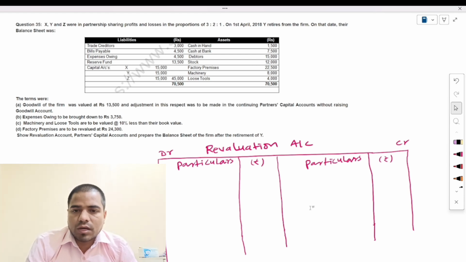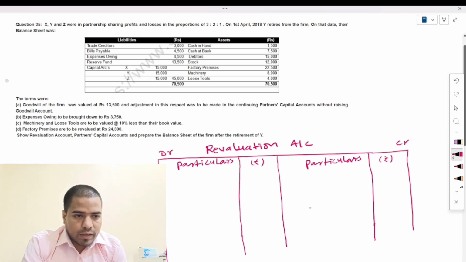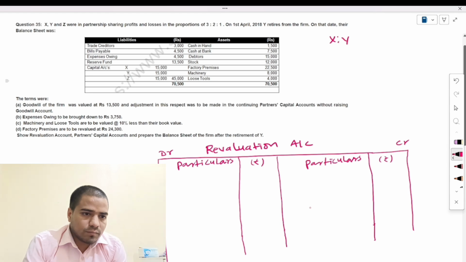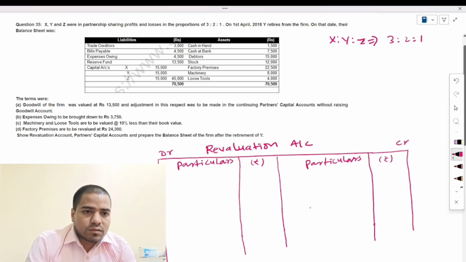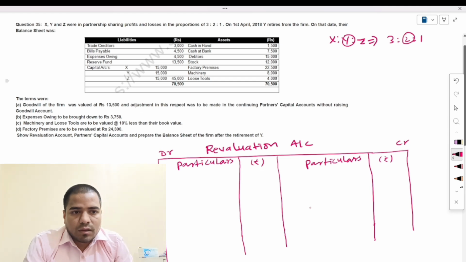Okay, see here are three partners in the firm. Profit sharing ratio is given here 3:2:1. X, Y and Z are the three partners here. Their profit sharing ratio is 3:2:1. Y retires from the firm on 1st April 2018. Y is taking retirement from the business. On the date, their balance sheet is given also.